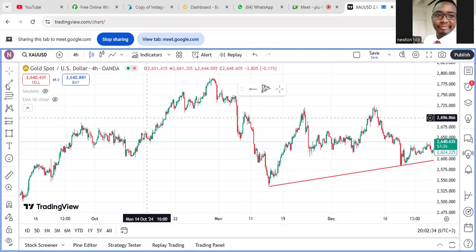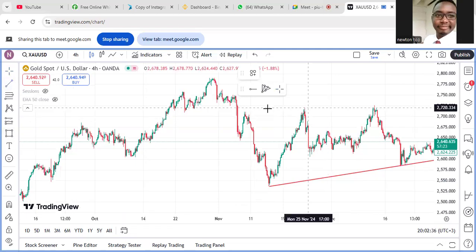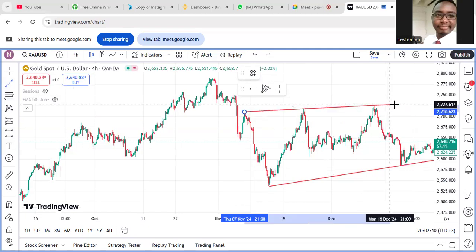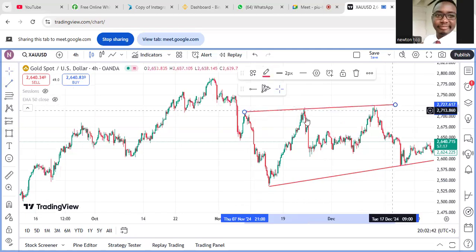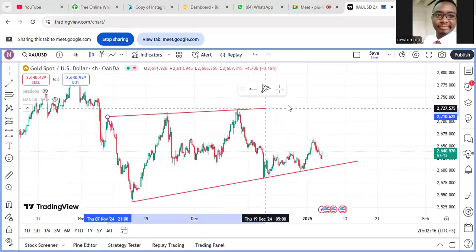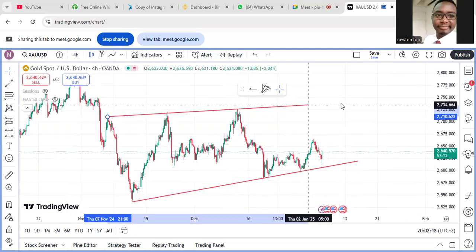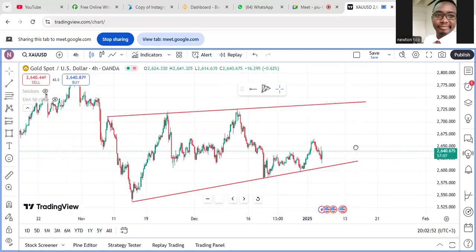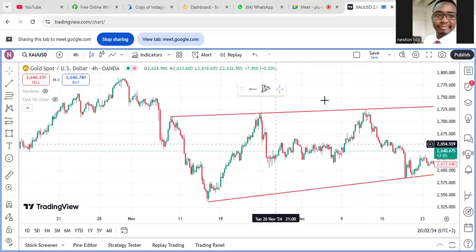You can also draw on the upside. See, first touch, second touch. Draw like this, you can see, then just hold. So you do it like that, and you are waiting for the third touch.